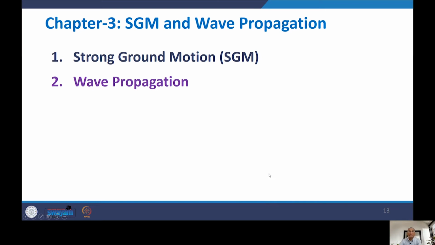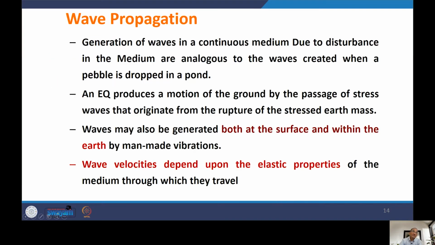Now coming to the second part of today's lecture, that is on wave propagation. It is to understand how waves travel in a medium. When we talk about wave propagation, we can compare it to an earthquake. An earthquake is basically elastic waves in which energy is released. So an earthquake can be characterized as a release of energy, and it is due to wave propagation only. The generation of waves in a continuous medium like soil or Mother Earth due to disturbance in the medium is analogous to the waves created when a pebble is dropped in a pond.